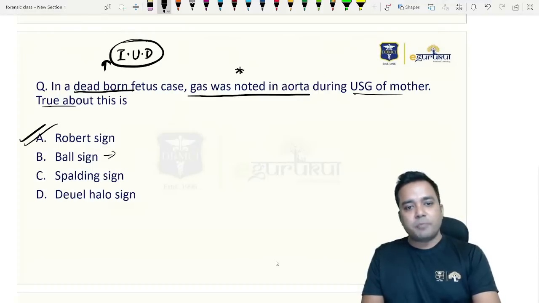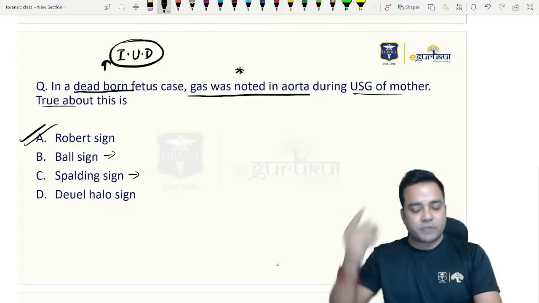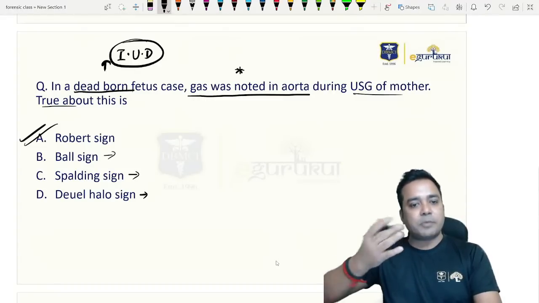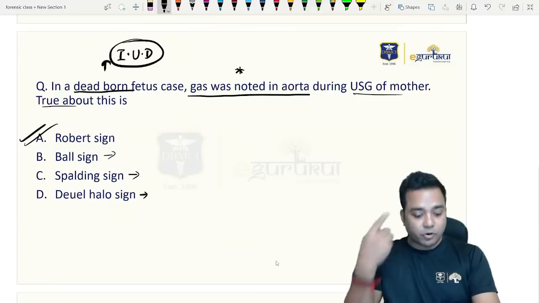Ball sign kya hota hai? Due to hypermobility of the spine, the fetus assumes the shape of a ball. What is Spalding sign? Overriding of skull vault bones over each other. Frontal riding over parietal, parietal riding over temporal, like that. What is double halo sign? Halo area or empty area between scalp and skull. All these are USG signs in a dead-born fetus.